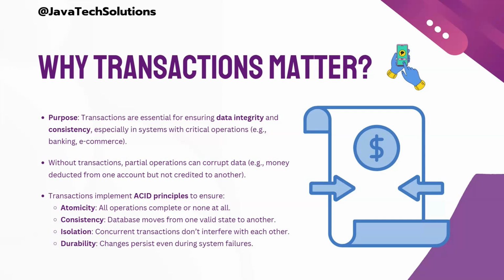Whenever we implement a transaction, it follows the ACID principle to ensure atomicity, consistency, isolation, and durability, right? I have pointed out all the points here. Now, without proper transaction management, what happens? Your system may end up with partial data updates causing inconsistencies. User trust in your application might erode due to data corruption.